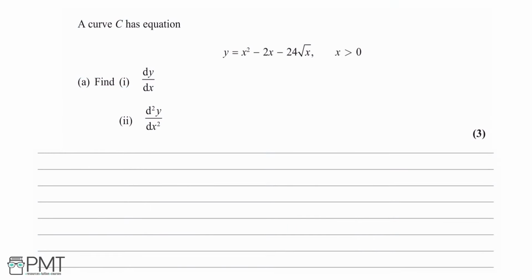We are told a curve C has equation y equals x squared minus 2x minus 24 root x, where x is greater than 0. Part A is asking us to find dy by dx first, and then part B is saying find d squared y by dx squared.